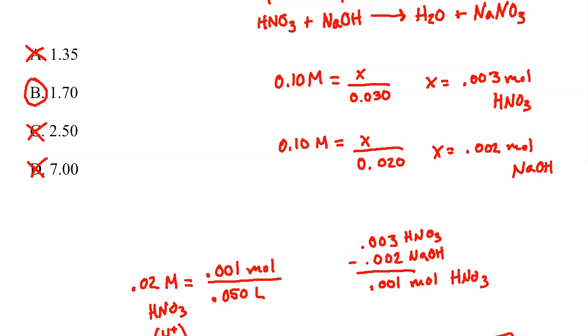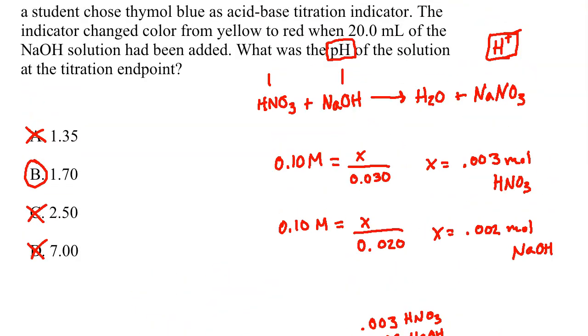Now, let's take a moment to discuss this indicator. The indicator that was used was thymol blue. Now, thymol blue is used when you have an acidic solution. So because we're using a strong acid and a strong base, the real proper point of neutralization, when everything has been used up, is going to be near a pH of 7, because we're talking about a strong acid and a strong base. Remember back to the titration curves. So this was a poor choice of indicator to pick out.